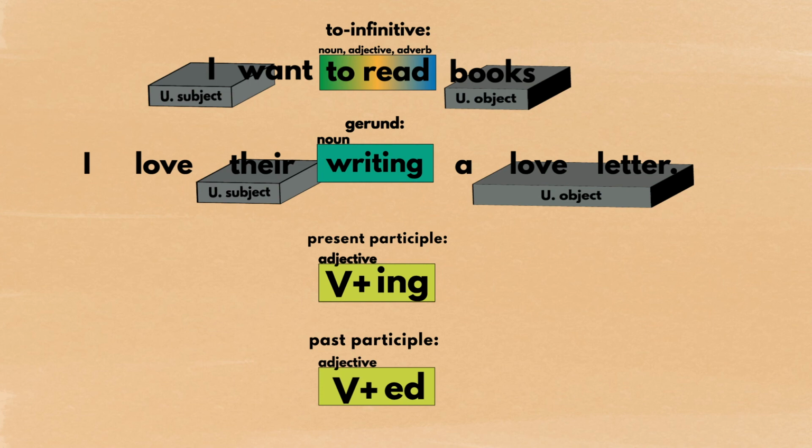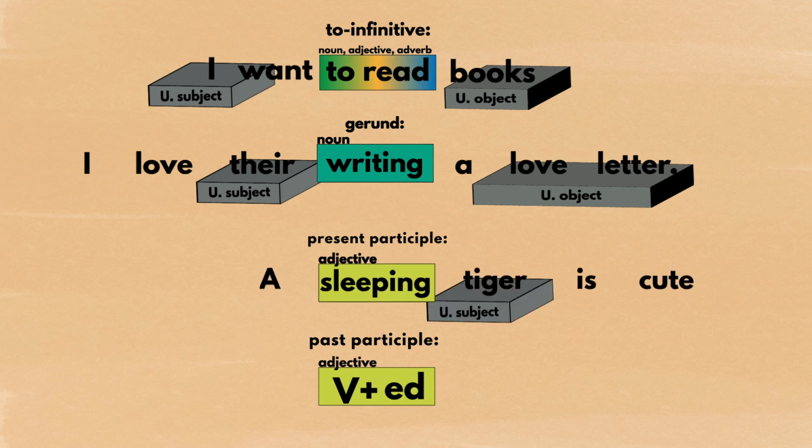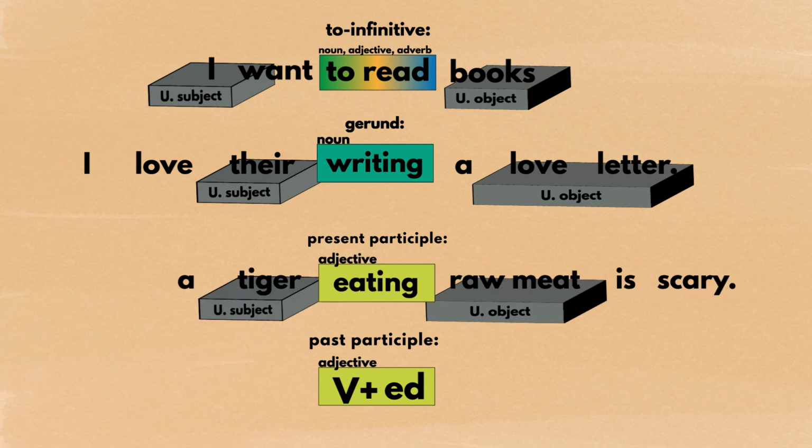Moving on, for the present participle, the understood subject is the noun that the present participle describes. For instance, in the following sentence, the understood subject is the word tiger. In the following sentence, the understood subject is tiger and the understood object is the raw meat.